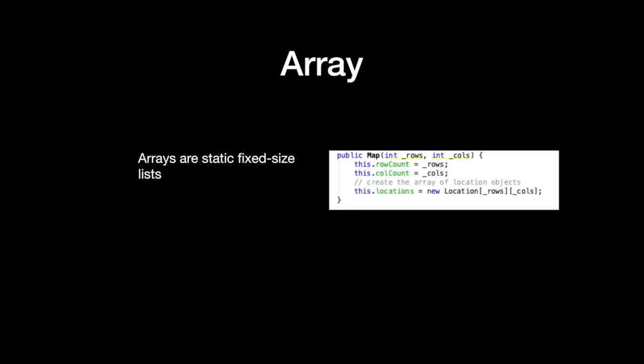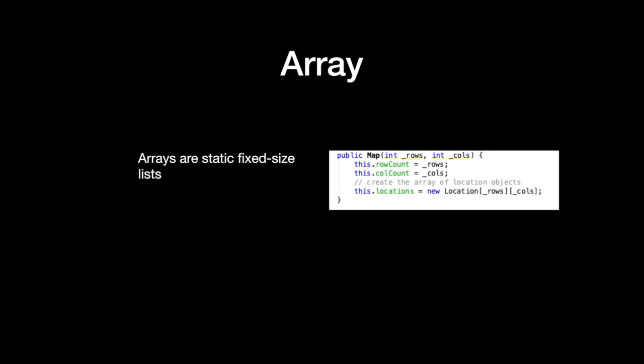Second are arrays. Arrays are a static fixed-size list. Every time we create an array, we have to declare the number of elements we are going to store in the array. For example, if we declare an array with 5 elements, we cannot add more than 5 elements without creating a new array.